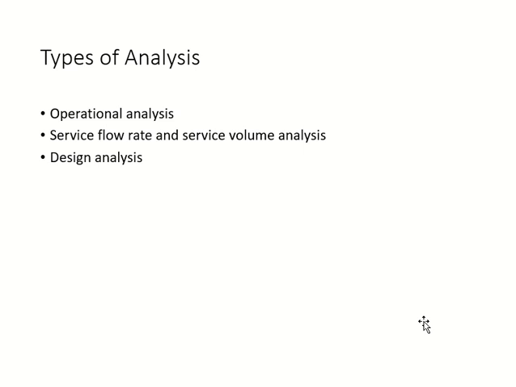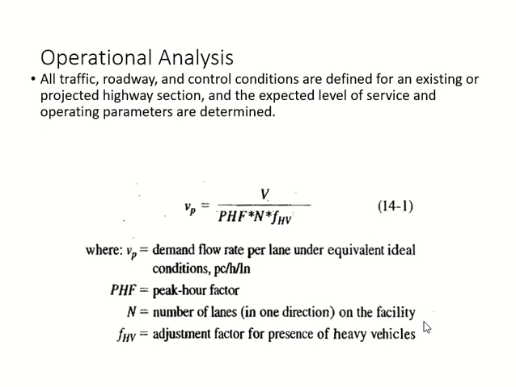Level of service. In service flow rate and service volume analysis, we find out these things. In design analysis, we find out the number of lanes. Okay, clear? If you want to do operational analysis, then you must find out the flow rate. Demand flow rate. Small vp stands for demand flow rate.